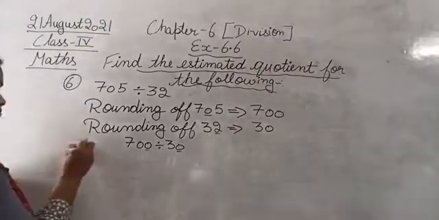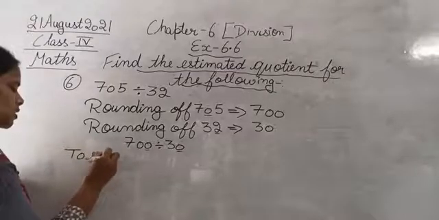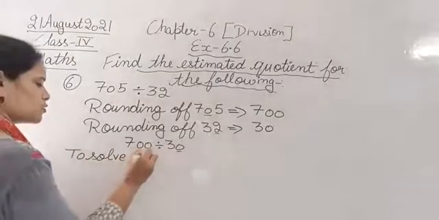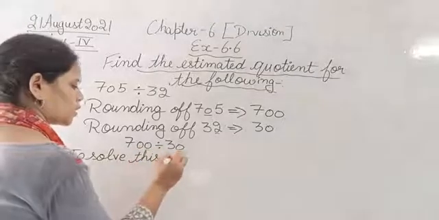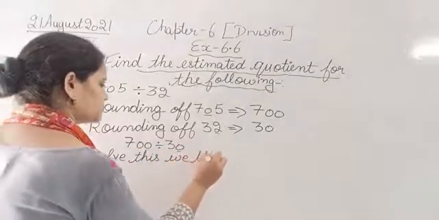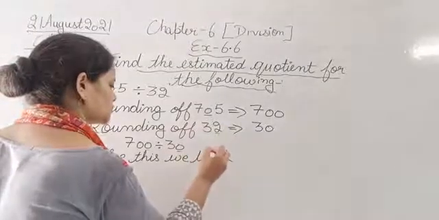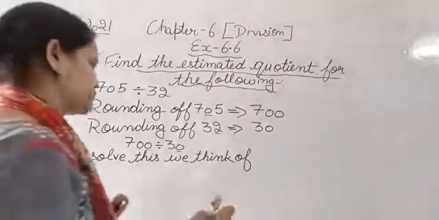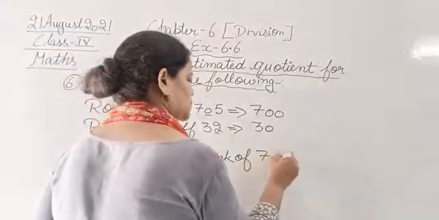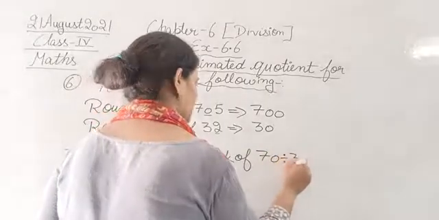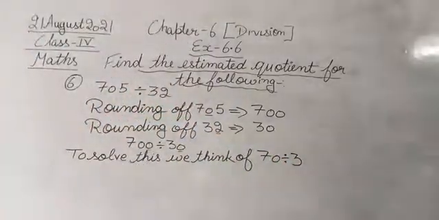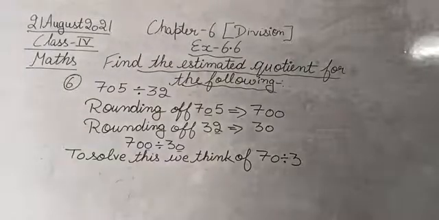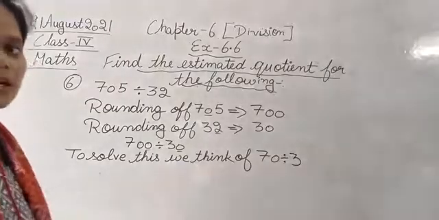So we will write the statement: to solve this, we think of 70 divided by 3. That means the common zeros that we picked out of both numbers, we took them out. So the number became 70 divided by 3.